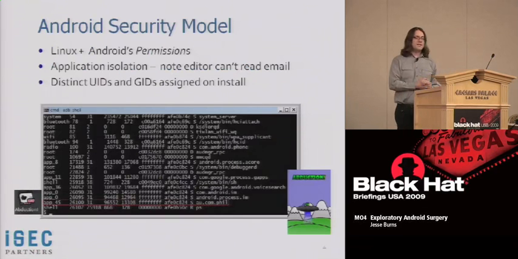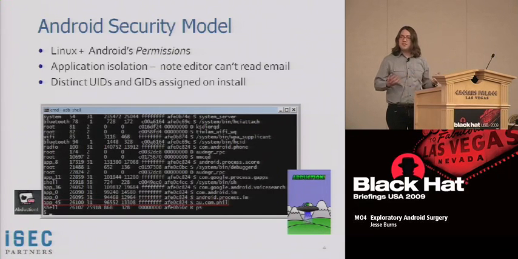All right, so Android security leverages Linux kernel security, but adds Android permissions and other security concepts from mobile platforms. Applications are isolated, meaning that a program for editing notes can't read your email. This means that applications need to be identified individually from each other, and each is assigned a user ID and a group ID when it's installed, just like creating a Unix user.